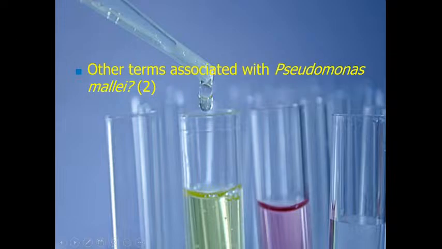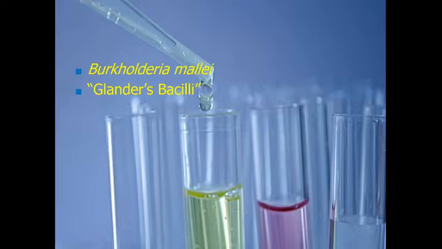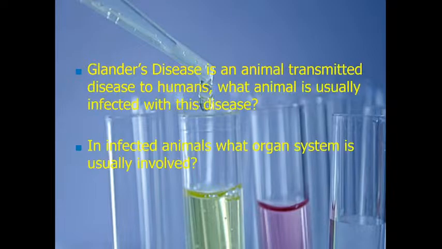Okay, now other terms for Pseudomonas mallei. So Pseudomonas mallei is known as what? Known as Burkholderia mallei. Okay, so another terminology for you to remember. Burkholderia mallei. Okay, it's also known as Glanders bacillus or Glanders bacilli. And there's also what you call Glanders disease. Glanders disease is an animal transmitted disease to humans. What animal is usually infected with the disease? So obviously we have to remember it's a disease from horses.